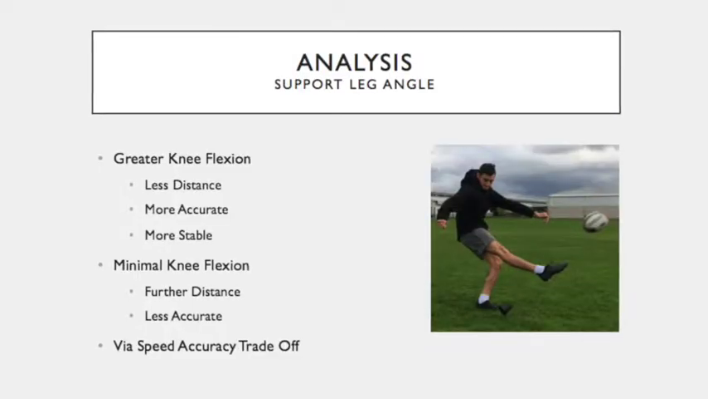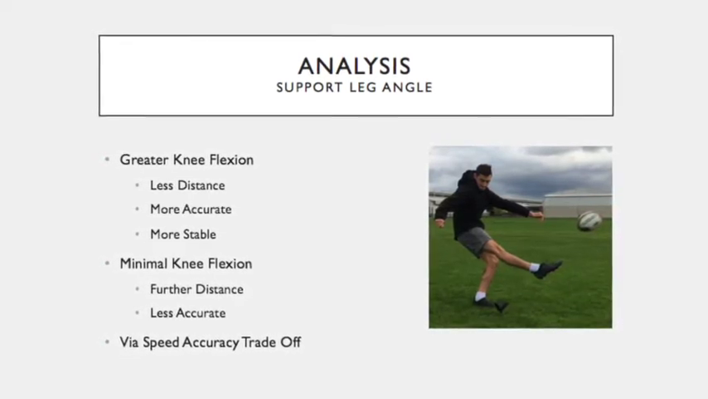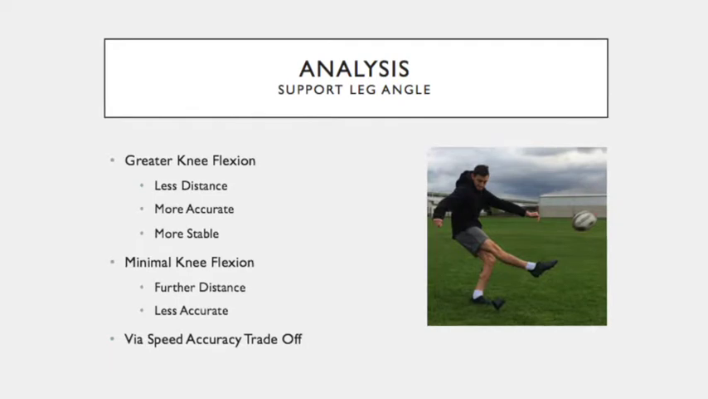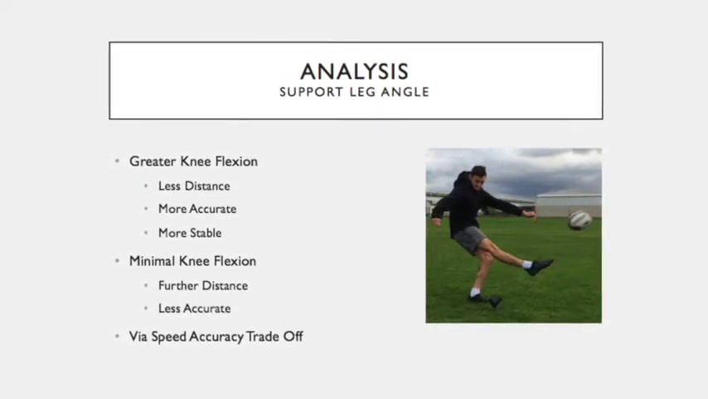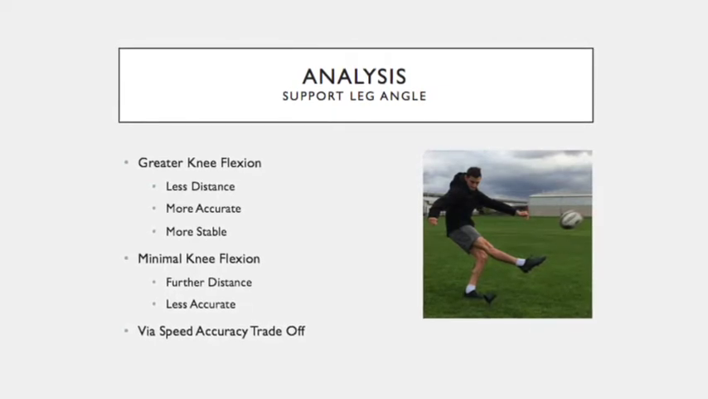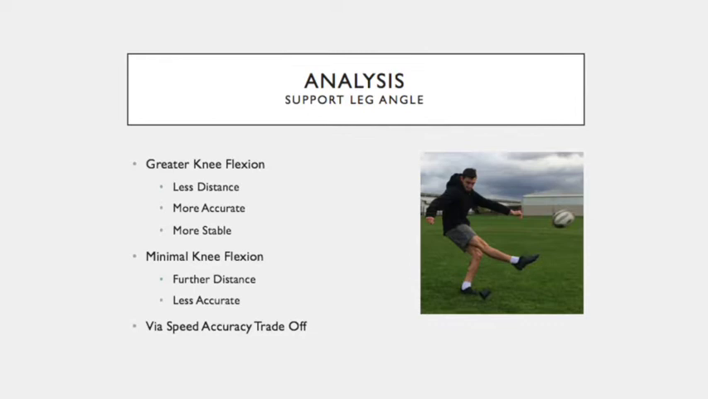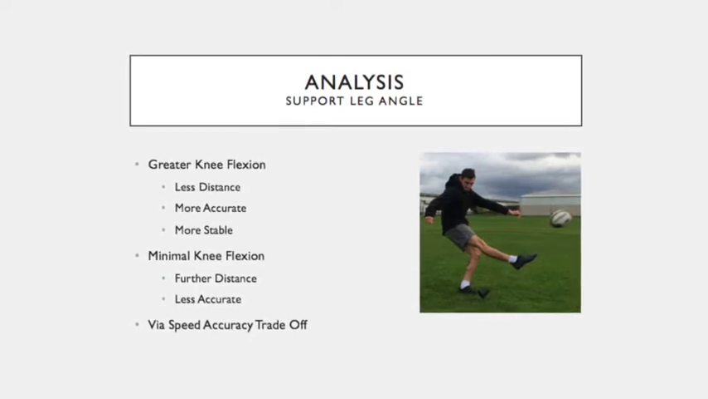The support leg knee angle plays a major role in the accuracy and the distance of a rugby goal kick. As stated in the kinetic chain lecture by Dr. Wayne Spratford, with greater knee flexion comes less distance, but more accuracy, and with minimal knee flexion comes greater distance in the kick, but it becomes less accurate. This is due to the speed and accuracy trade-off.